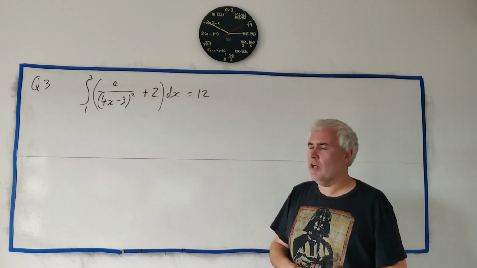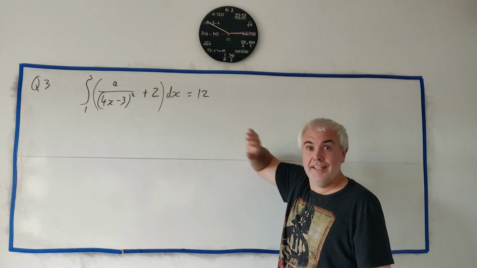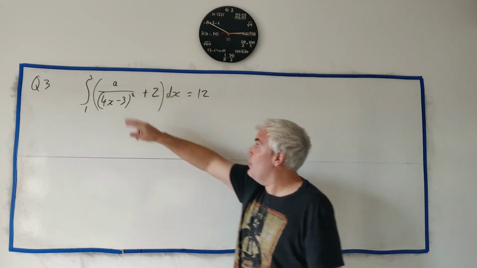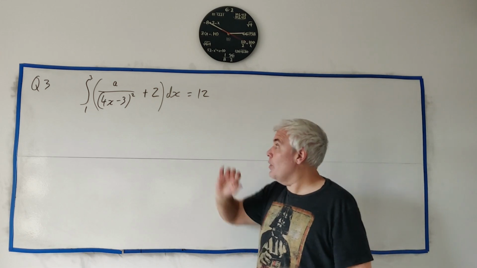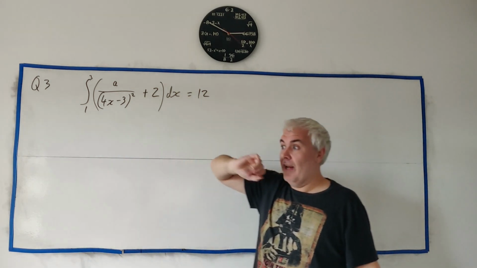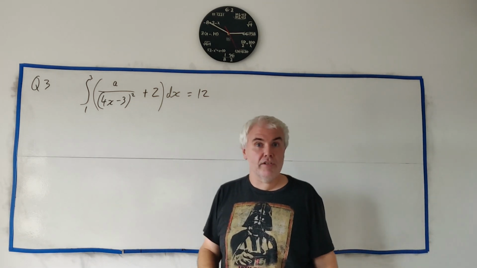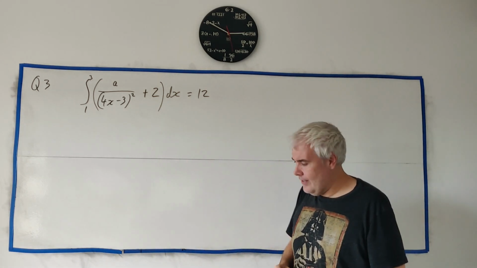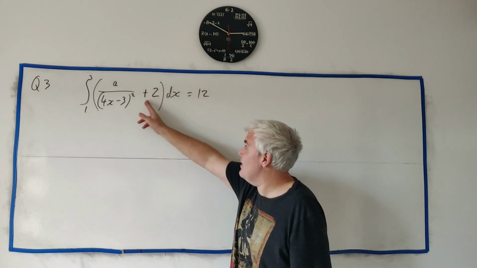In question 3, we're given this integral here. We're told it equals 12. This is an equation with only one unknown in it. This a here is missing. So we can solve this. We do out the integral. Whatever the answer we get, we put it equal to 12 and hopefully we can rearrange it and find out what a is equal to. Now, integration works quite nicely on things added.